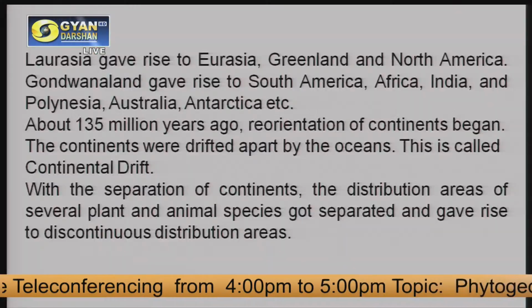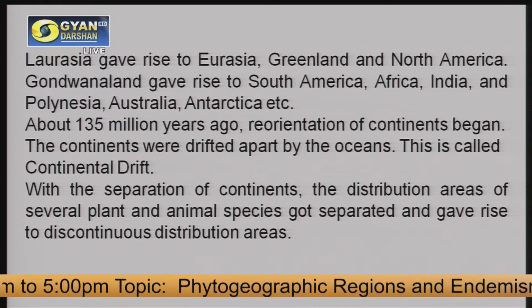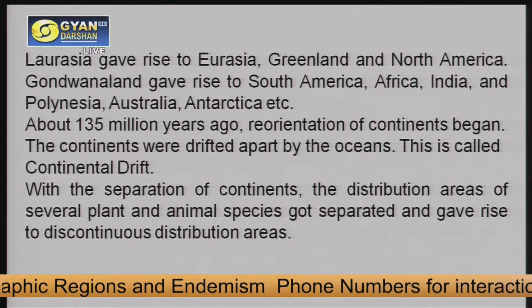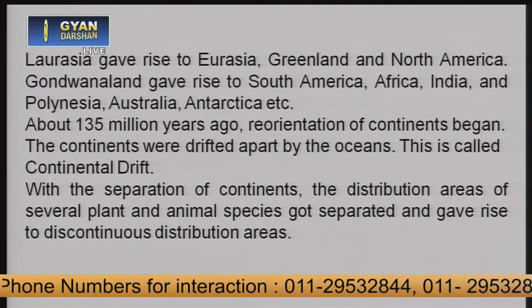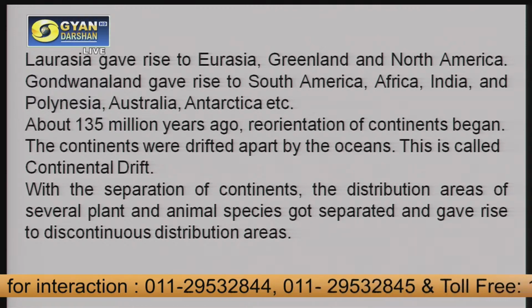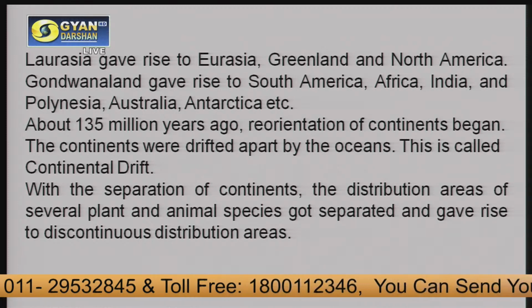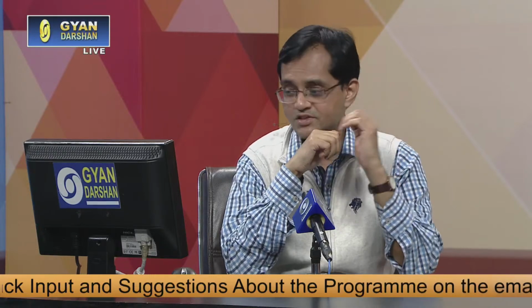Laurasia gave rise to Eurasia, Greenland and North America. Gondwana land gave rise to South America, Africa, India, Polynesia, Australia and Antarctica. About 135 million years ago, reorientation of continents began. The continents were drifted apart by oceans. This is called continental drift. So ultimately, this is what is meant by continental drift. I hope you get the point. And therefore, this is also termed as the theory of continental drift, which also explains the distribution of species, why they are discontinuous or why they are disjunct, called the disjunct species.